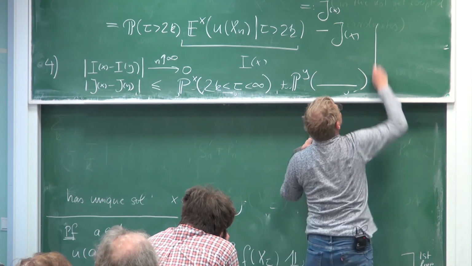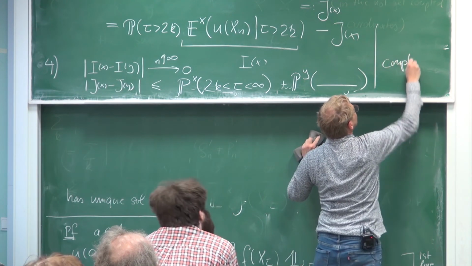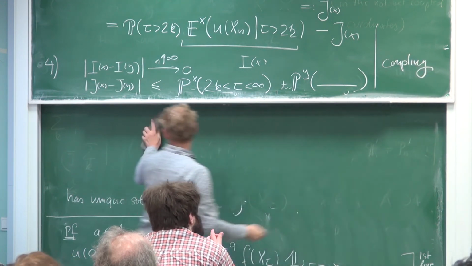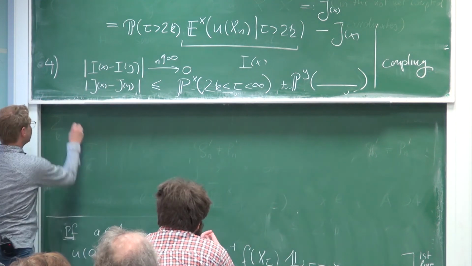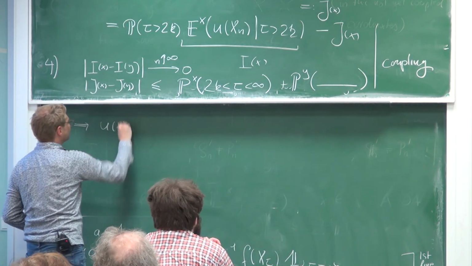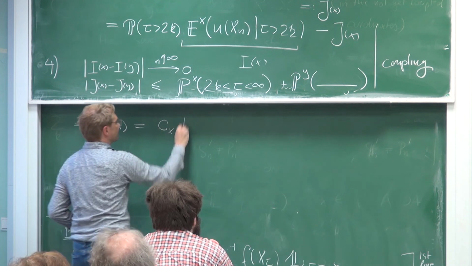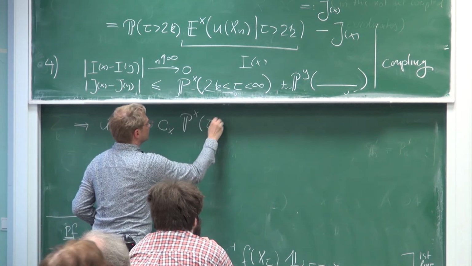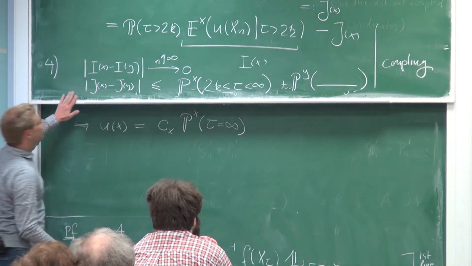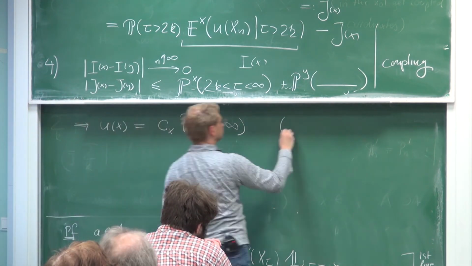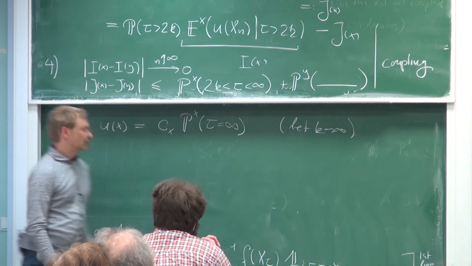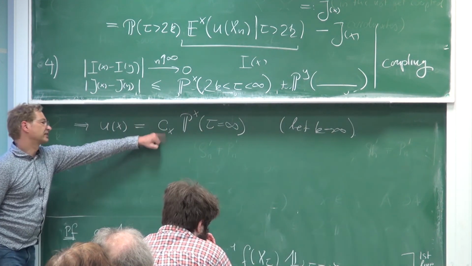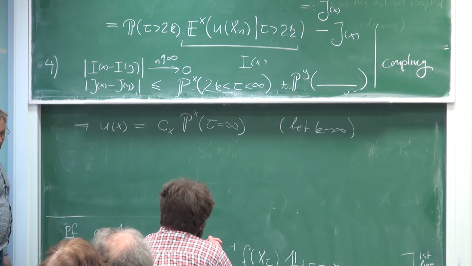At that point, we need the coupling in the form of the sum, which I've written down. And the last step is that you get that u of x is cx tau is infinity. What you do is you send k to infinity. Okay. And then you need one more step to discuss the x away. That's a harmonic argument, which I'm not going to do now.